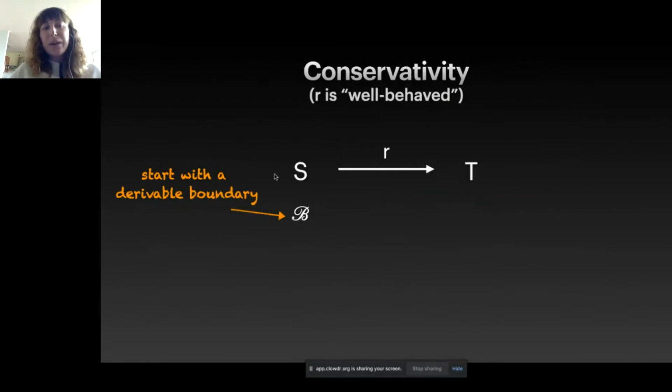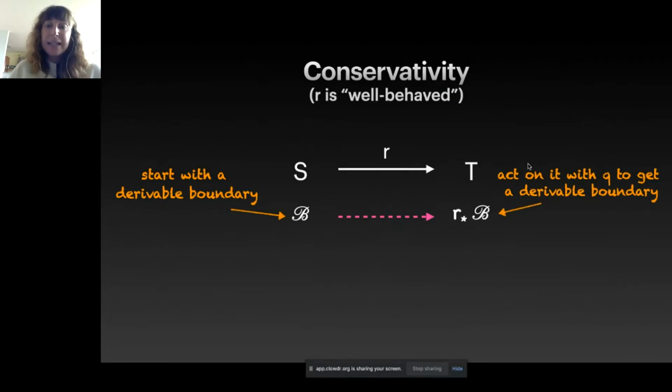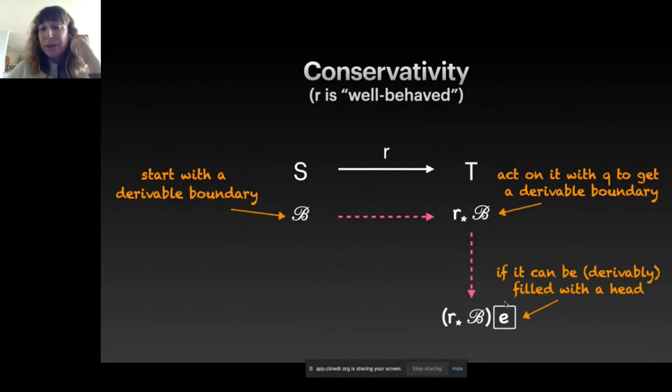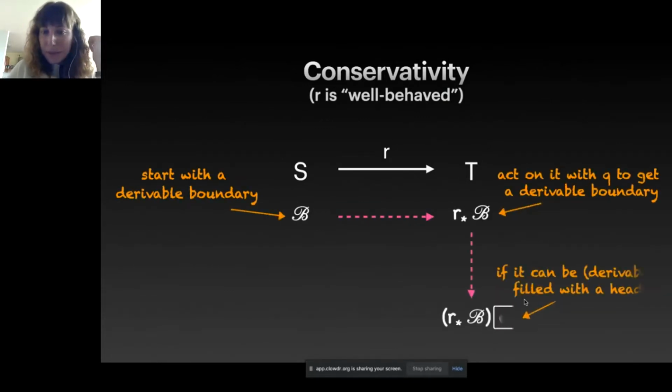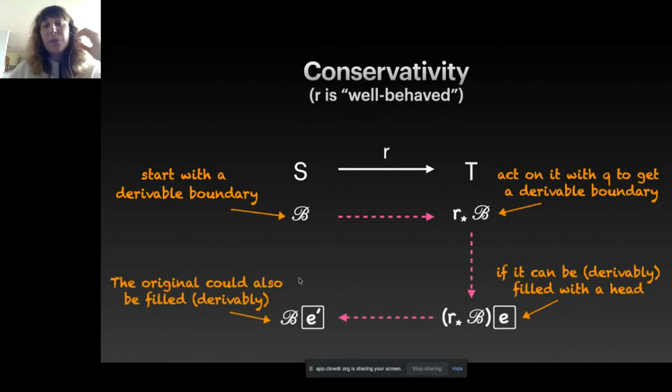We start with a derivable boundary in S. A derivable boundary is a boundary that has a box in it that will make it a judgment, right? And then we map this derivable boundary into T by acting on it with R, and we get a derivable boundary in T, because R preserves derivability anyway, for it to even be a type-theoretic transformation. So we get a derivable boundary here in T, and then if we can fill this derivable boundary with a head, so if this box has an expression that fits and this judgment can be derived, then already the original could also be derivably filled, okay?